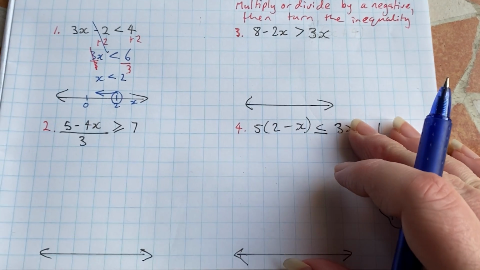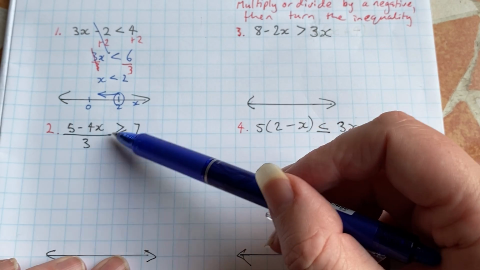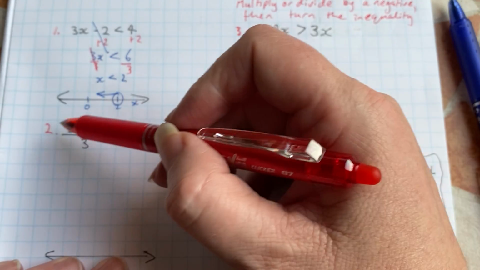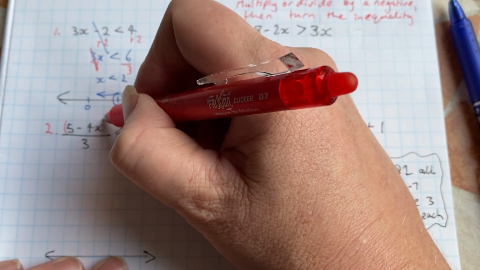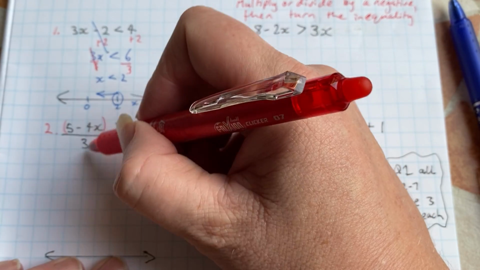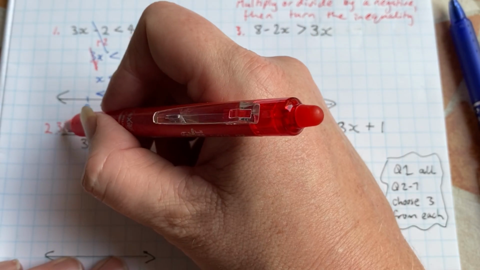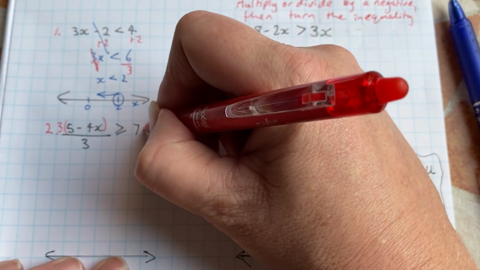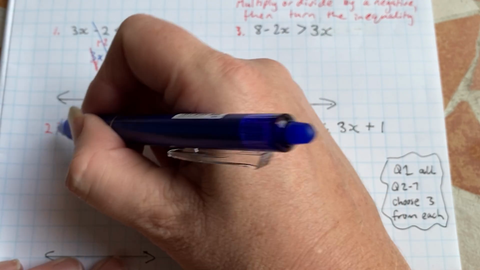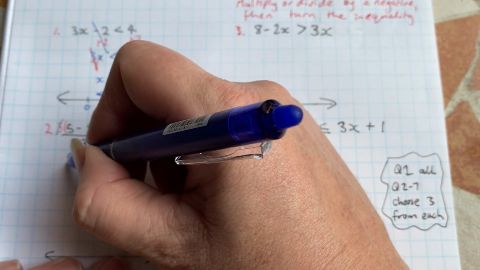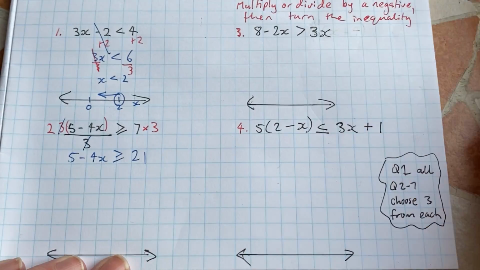Okay, number 2, slightly harder equation here. 5 minus 4x over 3 is greater than or equal to 7. Remember, the 5 minus 4x, this vinculum puts it into brackets. So we need to get rid of this divide 3 first. We times by the 3. Remember, 3 bracket means 3 times bracket. We have to times that side by 3 as well. Those 3's cancel. We get 5 minus 4x is greater than or equal to 21.